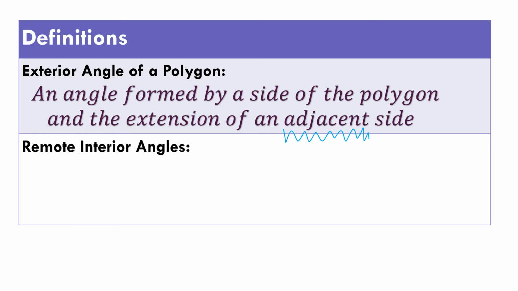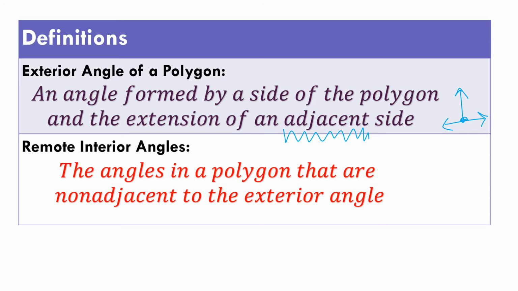The adjacent side, remember, with adjacent angles, they share a vertex and they share a side. Remote interior angles are the angles in a polygon that are non-adjacent to the exterior angle. So remote interior angles have nothing to do with the exterior angles, and we'll see that in a second here. If you need some more time, go ahead and pause it and then write down your definitions.